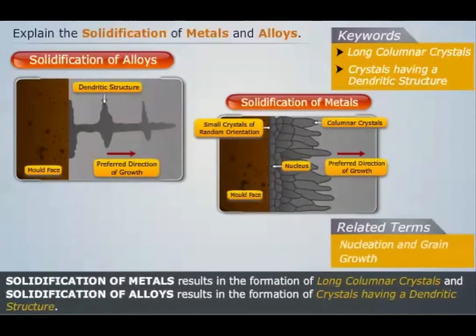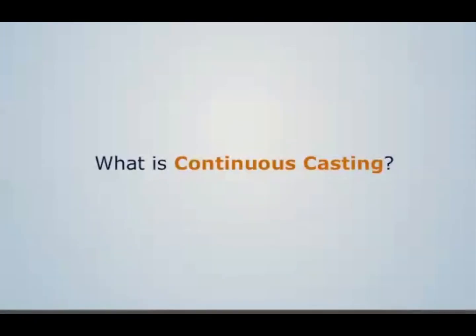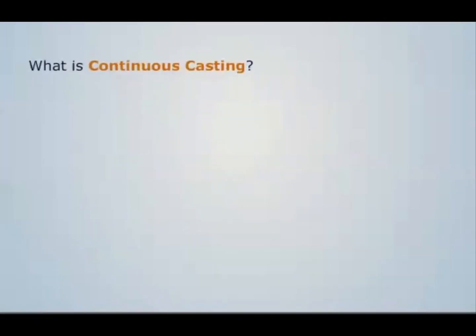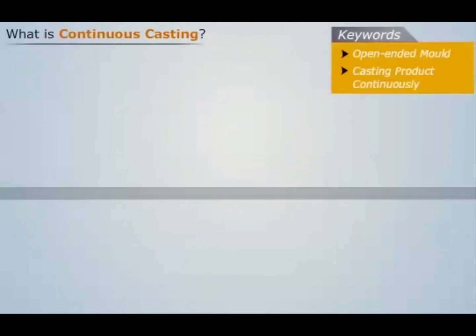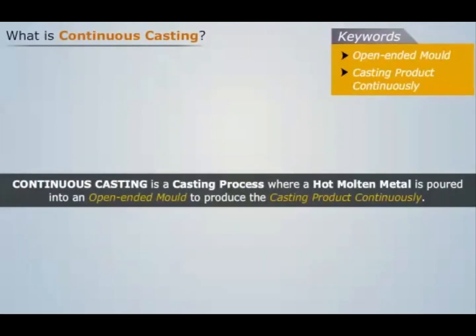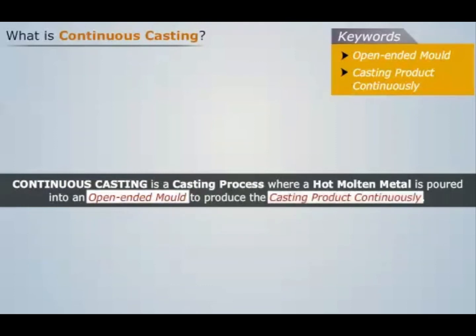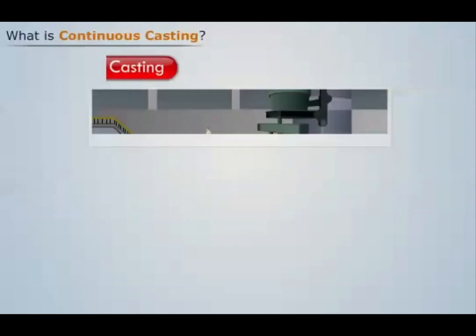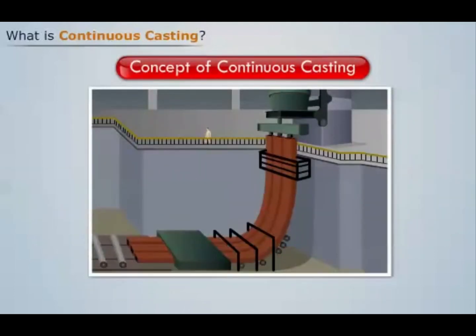The related terms are continuous casting. Continuous casting is a casting process where hot molten metal is poured into an open-ended mold to produce the casting product continuously. Let's understand this process with the help of an example. Consider the setup as shown.